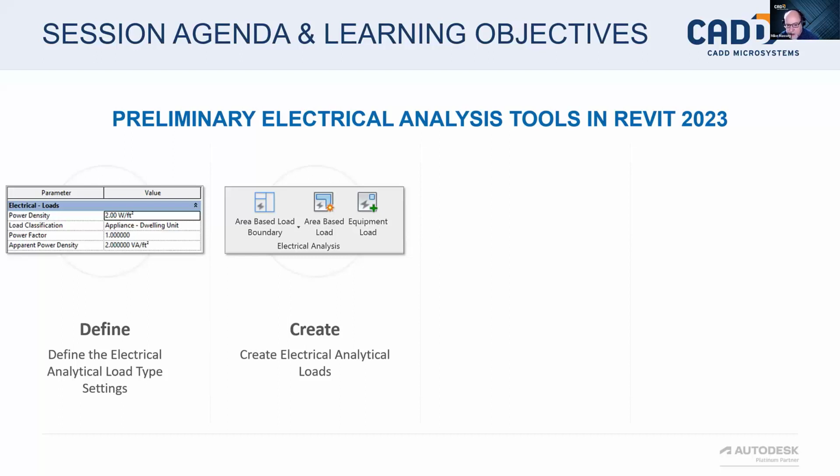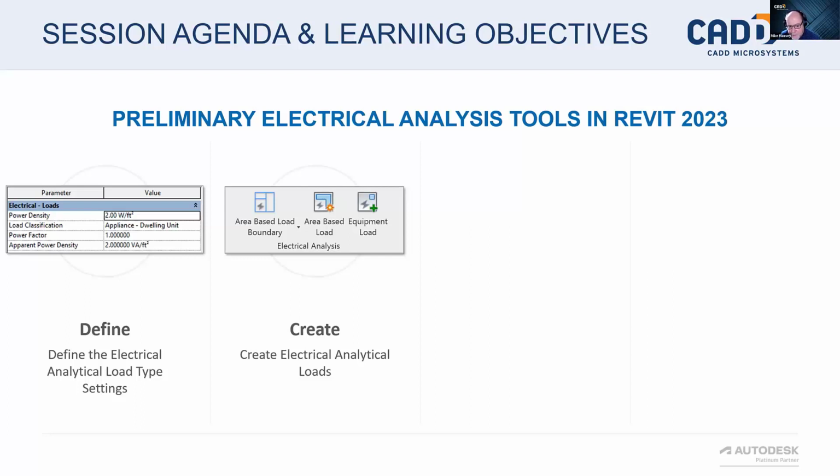Another type of load that we can create in Revit 2023 is an equipment load. This would be for something outside of the area-based load, maybe elevators or major equipment in the building, where we can just assign loads for that major equipment that's not based on a square footage. I'll show you how we can create both the area-based loads and the equipment loads.